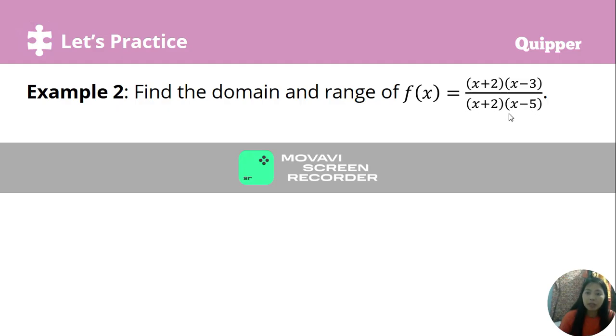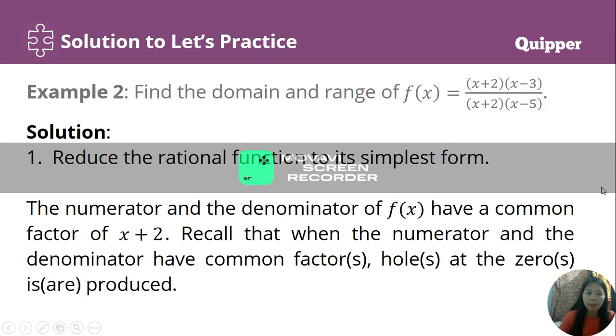So x plus 2 equals 0, and then x minus 5 equals 0, and then find the values of x. We can also simplify this one into simplest form, but before that, we have to get the vertical asymptote first. These two, x plus 2 and x minus 5. So this is our simplest form here, since x plus 2 over x plus 2 cancels. So the remaining is x minus 3 over x minus 5.